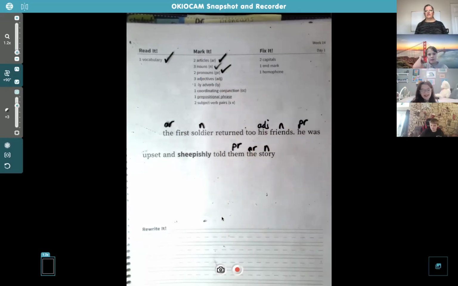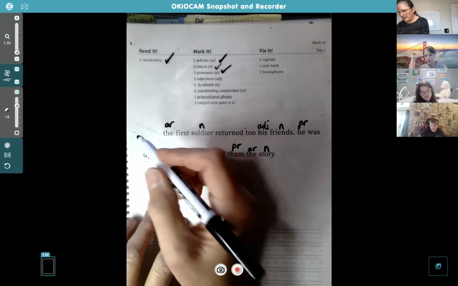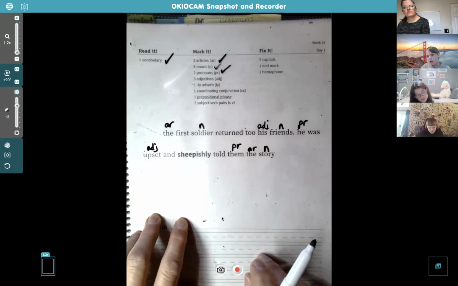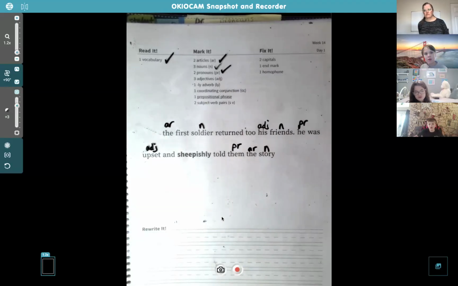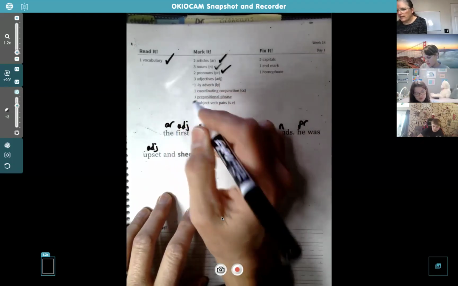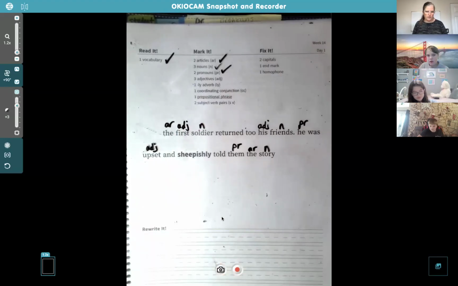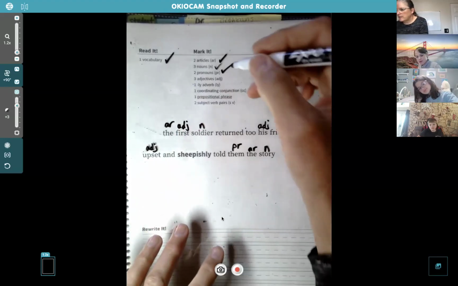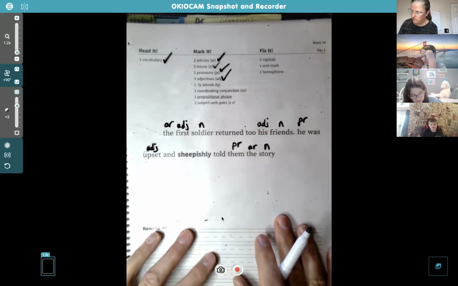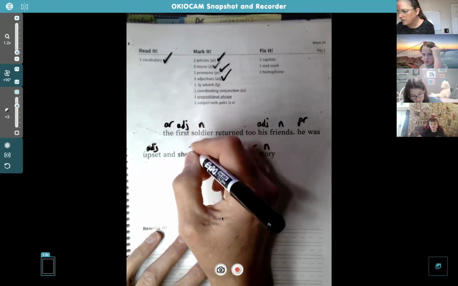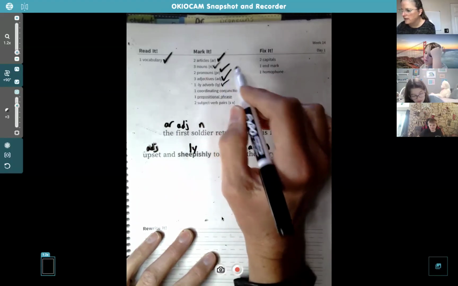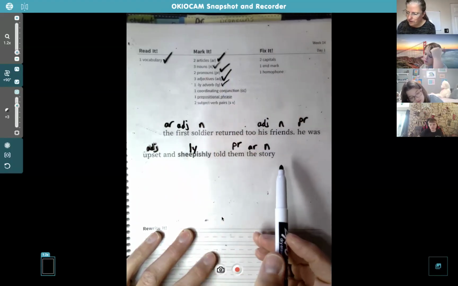So Sydney, I gave away one adjective, "his." What are the other two adjectives? Upset, good. And first, good. I was just going to ask you, which soldier is it? That's telling the adjective, and it's the first soldier. So that makes it an adjective. Very good. Trevor, what about the adverb? Sheepishly, yes, good. We're just going to put "ly" there for that one. Sheepishly. It's telling how he told them the story.